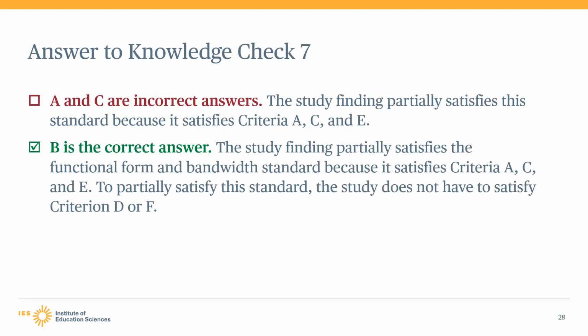B is the correct answer. The study finding partially satisfies the functional form and bandwidth standard because it satisfies criteria A, C, and E. To partially satisfy the standard, it is not necessary for the study finding to satisfy criteria D or F.